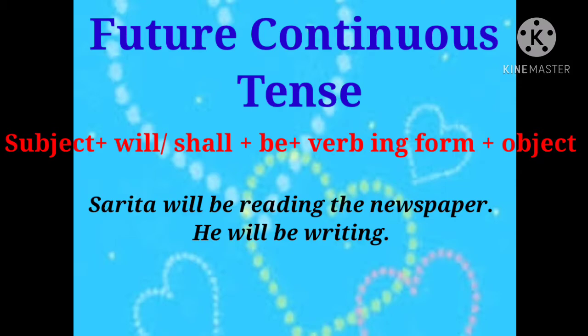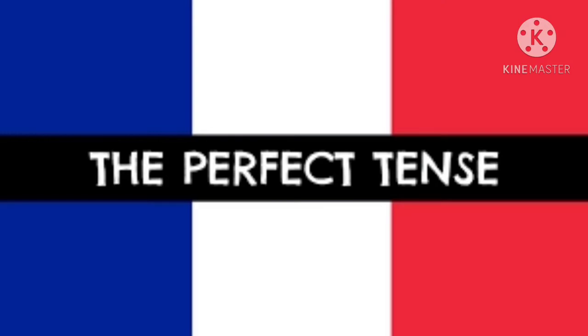Now we will study the perfect tense. The next form is the perfect tense. The perfect tense means an action has been completed. Perfect tense shows the completion of work. What does the perfect tense show? The completion of work.